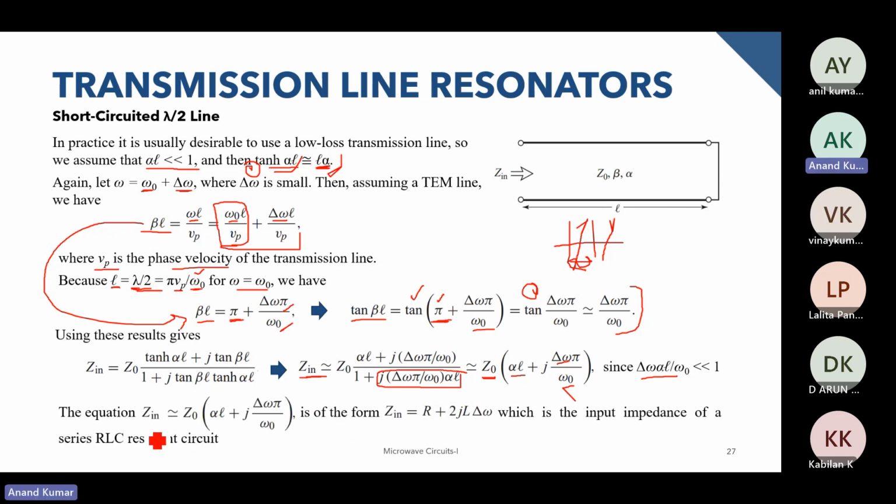If you look closely, this equation, Zin equals Z naught alpha L plus j pi delta omega by omega naught, is of the form Zin equals R plus 2jL delta omega, which is the input impedance of a series RLC resonant circuit. We just saw this in the beginning of the class, and we discussed it in the last class. So this is the input impedance for a series RLC resonant circuit, and this is the input impedance for a short circuited lambda by 2 line. We have one real part and one imaginary part of similar form, so we can now use this.